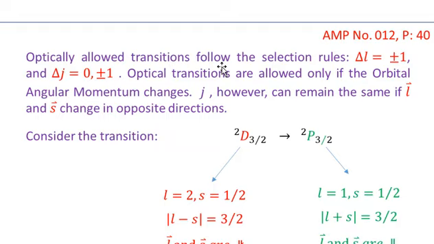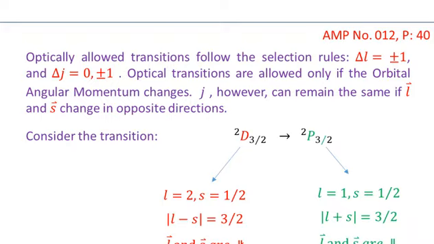Optically allowed transitions follow the selection rule delta L is equal to plus minus 1 and delta J is equal to 0, plus minus 1. Optical transitions are allowed only if the orbital angular momentum changes. So you see that this is an important point over here. This is the physical thing that I am going to explain. J, however, can remain the same provided L and S change in opposite directions.